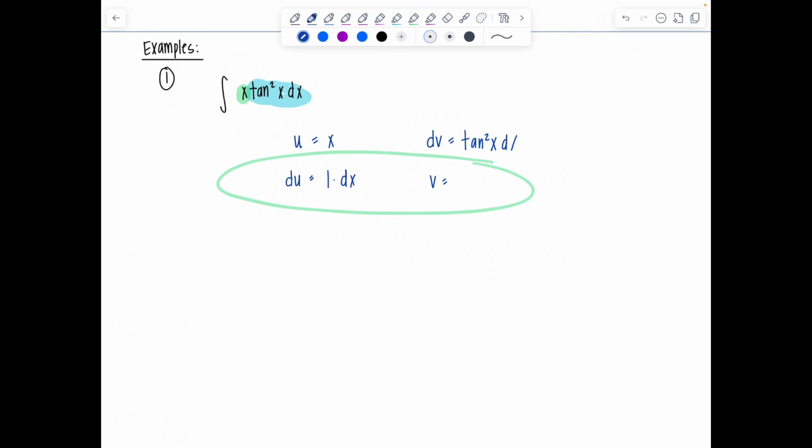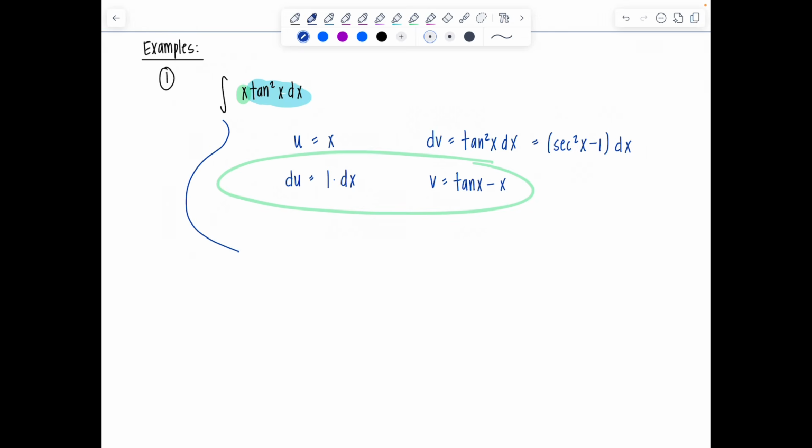Now you might say, oh, Professor V, I don't know the integral of tan squared x right off the top of my head. I know we need to bust out a trig identity. So remember, tangent squared x is equal to secant squared x minus 1. And then we still have that dx, don't forget to write it. So now I can find v. Now I can integrate secant squared x, that's tan x, minus 1 becomes minus x. Okay, so we're ready to roll.